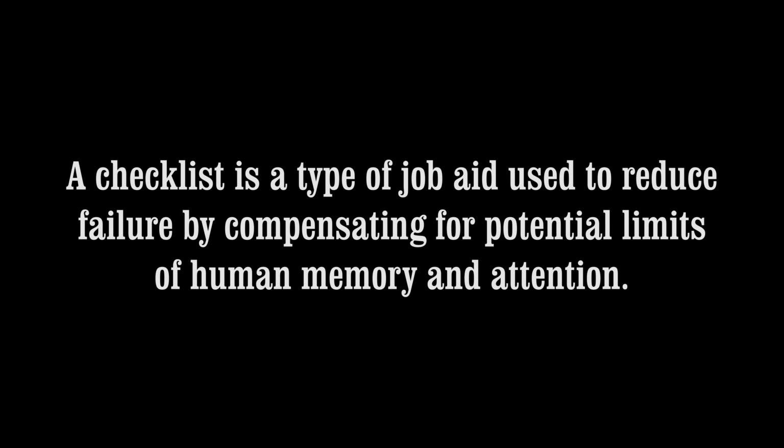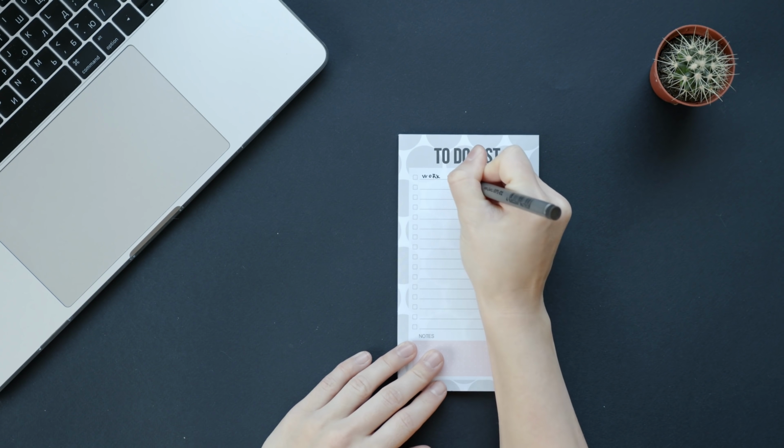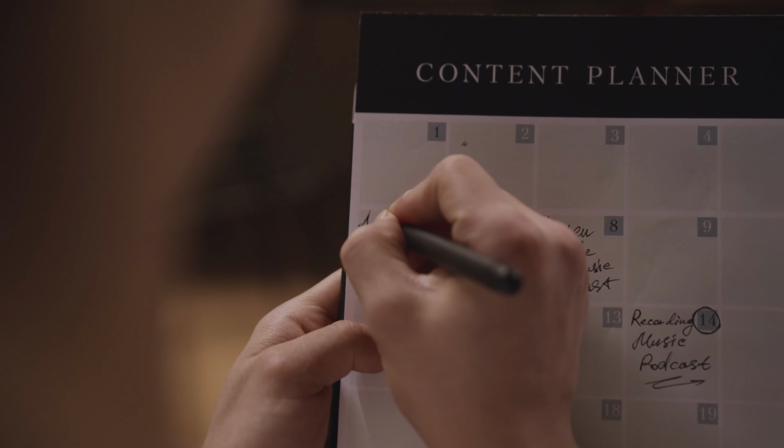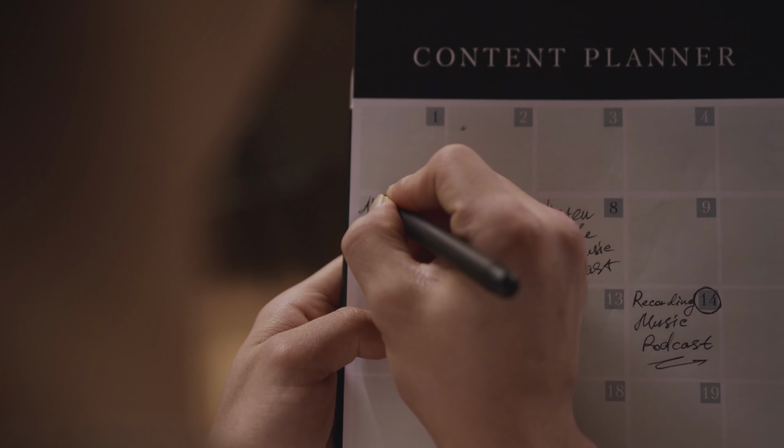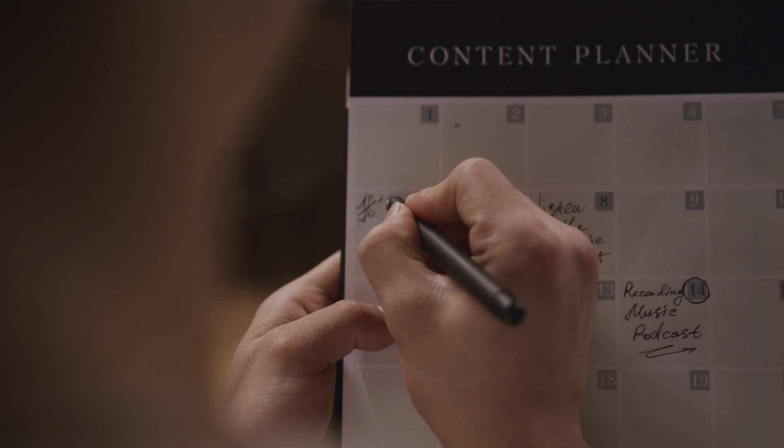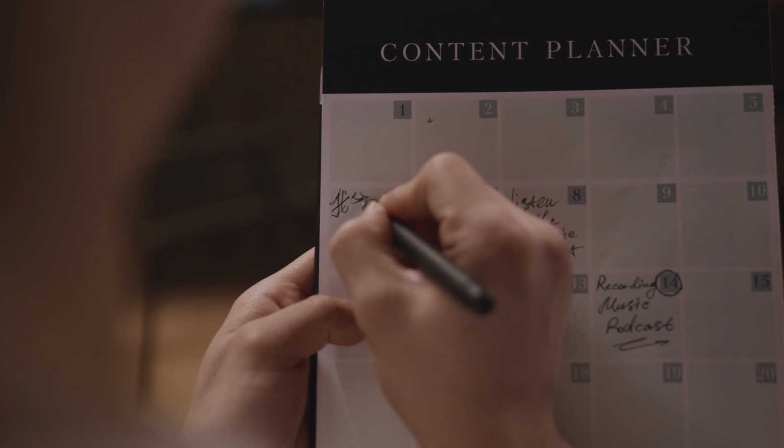What is a checklist? A checklist is a type of job aid used to reduce failure by compensating for potential limits of human memory and attention. It helps to ensure consistency and completeness in carrying out of tasks. A basic example is the to-do list. A more advanced checklist would be a schedule which lays out tasks to be done according to time of day or other factors.